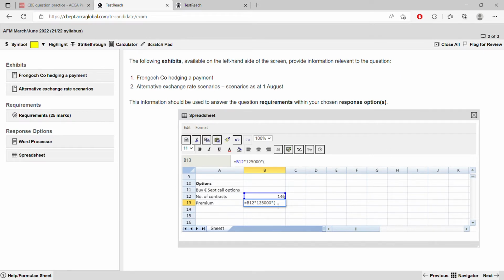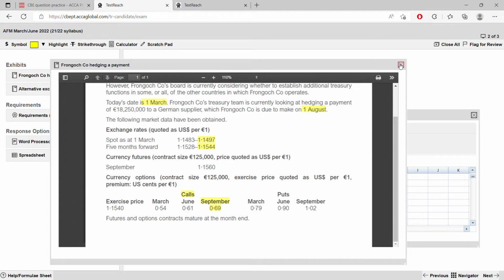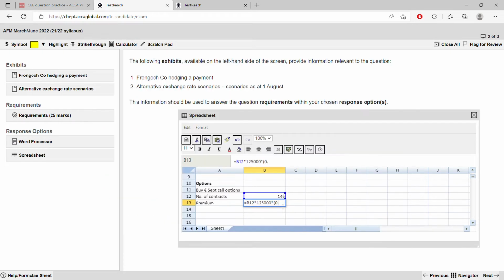because it's in base is 0.69, because it is cents per US dollar. You want to convert it into dollar, so divided by 100. This is your premium in dollar.